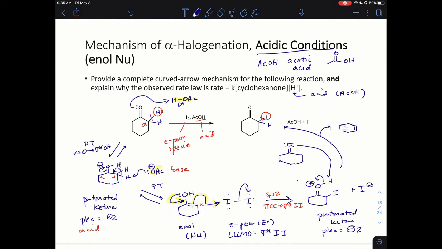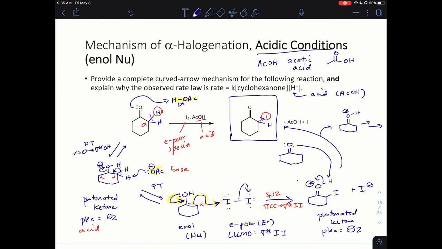to another protonated carbonyl that can just keep reacting. So then that will form the enol. So it just keeps reacting. Okay, we got it. So we got our alpha halogenated product.